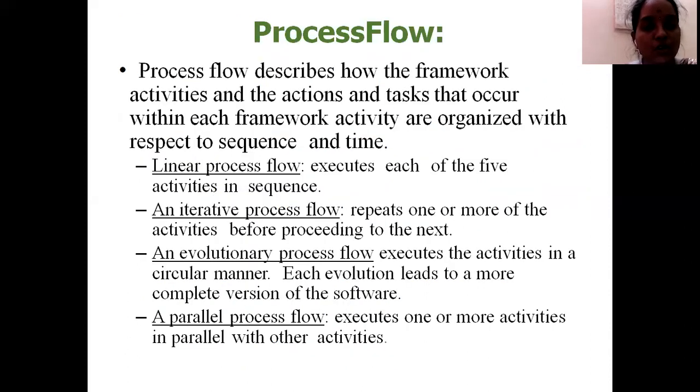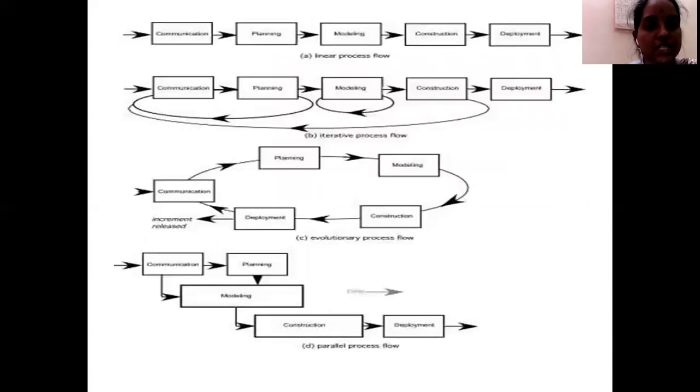And we have a process flow, which describes how the framework activities, and the actions and tasks that occur within each framework activity, are organized with respect to sequence and time. There are 4 different process flows: linear flow, iterative process flow, evolutionary process flow, and parallel process flow. We will see an architectural representation of each process flow.